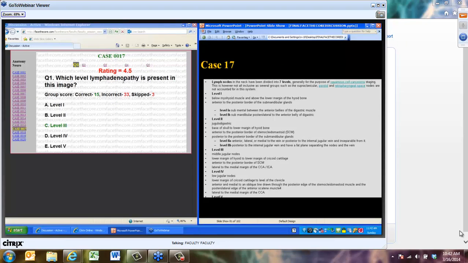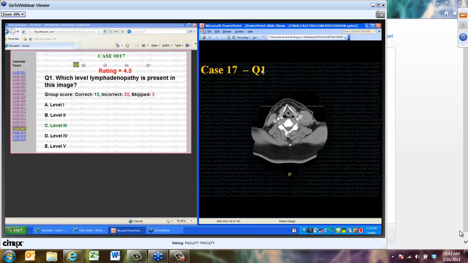Okay, case 17 is lymphadenopathy. Which level lymphadenopathy is present in this image? So just as a quick overview, remember level 1 is going to be submental and submandibular, 1A and 1B. Level 2 are going to be running from the base of the skull to, and you have 2, 3, and 4. From the base of the skull to the inferior margin of the hyoid is level 2. From the hyoid to the lower margin of the cricoid is level 3. And then level 4 is from the lower margin of the cricoid to the clavicle. 5 is actually those posterior cervical space nodes, which we'll see in a few moments.